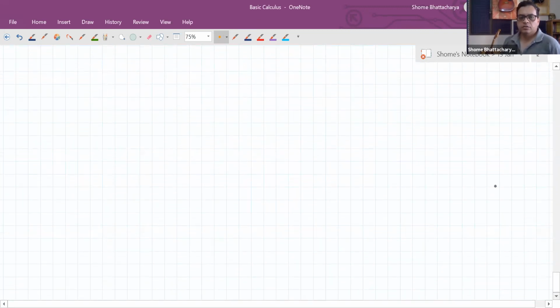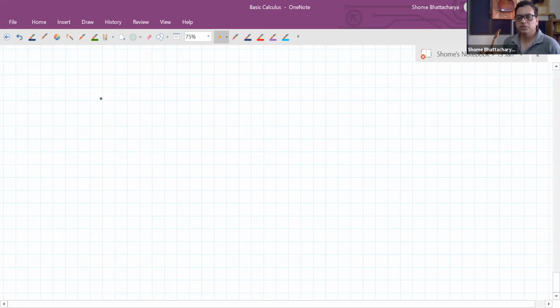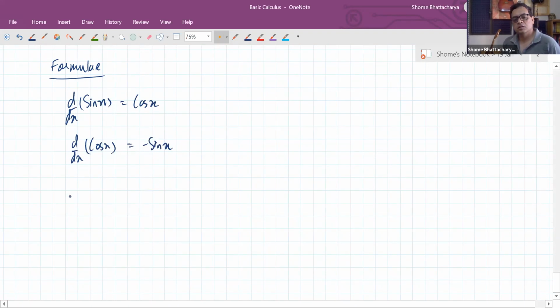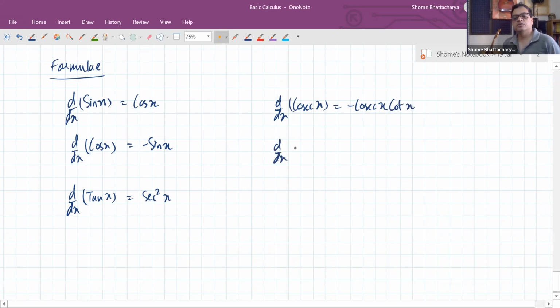Okay, now coming back to some more formulae, important trigonometric function differentiation formulae. So we have the derivative of sine x, as you know, is given by cos x. The derivative of cos x is minus sine x. The derivative of tan x is given by sec square x. Okay. Similarly, the derivative of cosec x is given by minus cosec x into cot x. The derivative of sec x is given by sec x tan x. And the derivative of cot x is given by minus cosec square x.